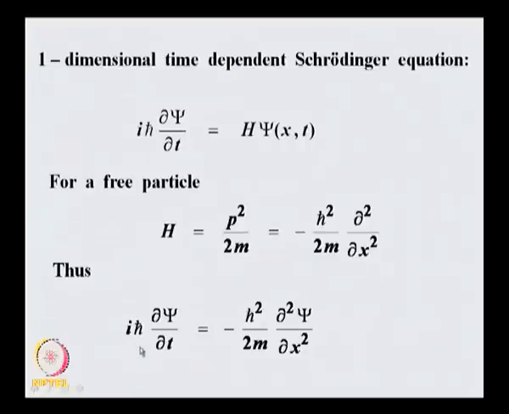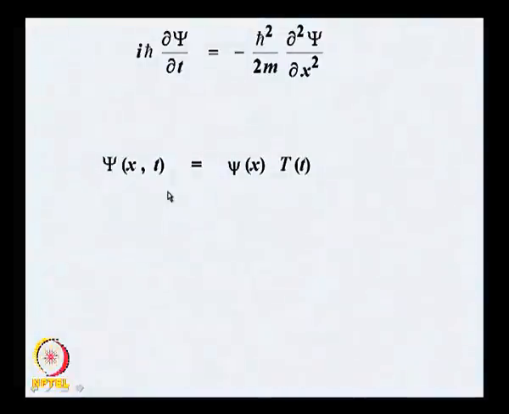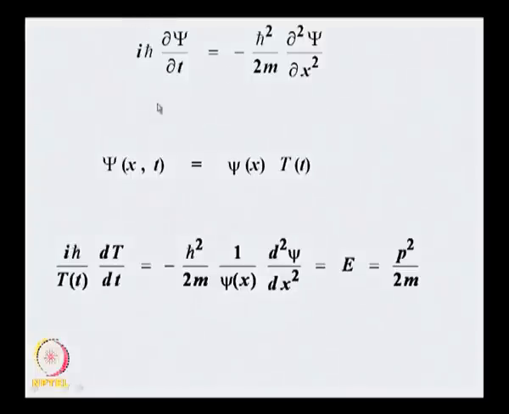Once again, this equation is the one dimensional time dependent Schrodinger equation for a free particle, and we would like to solve this equation. We would like to have the most general solution of this equation for a free particle. So, as I had mentioned earlier, we solve this equation by using the method of separation of variables. If I substitute this solution in this equation and divide by capital psi of x t, then I will get i h cross 1 by T dT by dt minus h cross square by 2 m 1 by psi of x d 2 psi by dx square.